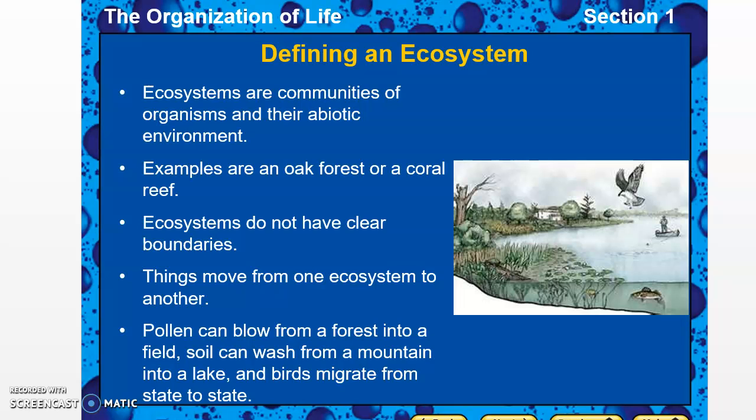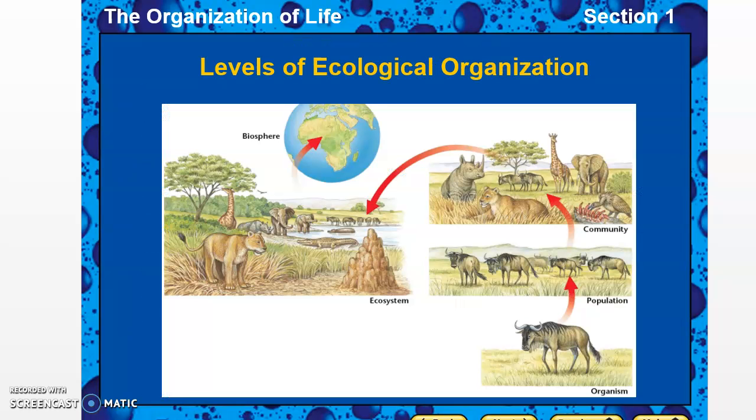Ecosystems do not have clear boundaries, and things can go from one ecosystem to another at any time. For example, pollen can blow from a forest into a field, or soil can wash from a mountain into a lake. Birds migrate from state to state. We see birds migrating now, south for the winter. Okay, so ecosystems are not boundaries where these living things have to stay. They are fluid, so living things can come and go through the ecosystems as they please.